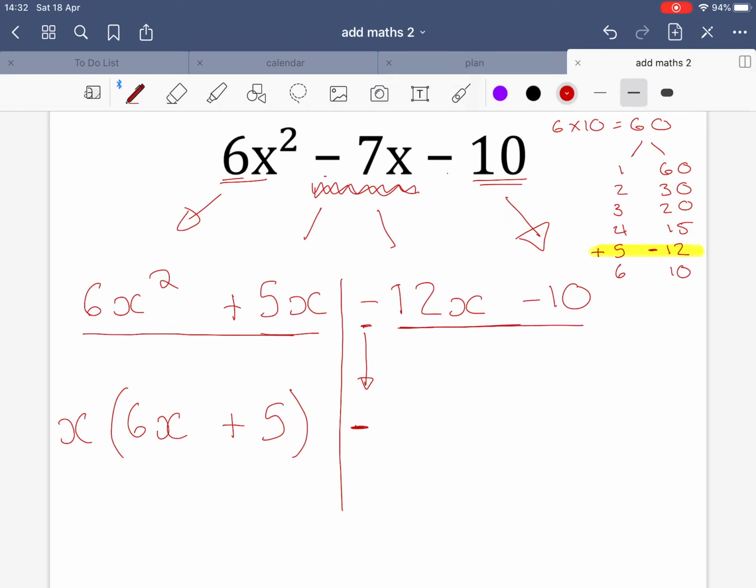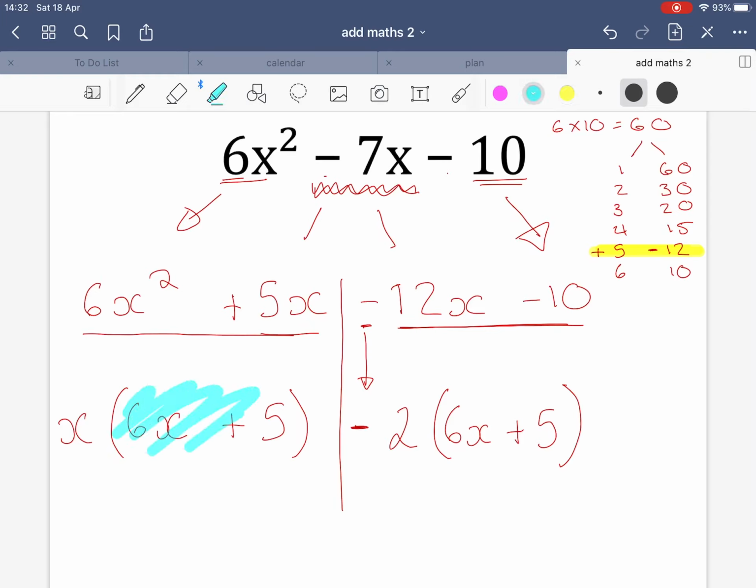Then 12x, what goes into 12x and minus 10? Well, 2 goes into both of them. And there's no x's, so it's just a 2. 2 times what is 12x? So I need a 6x. And minus 2 times what is minus 10? There's already a minus, so it has to be a positive 5. And we have our answer.